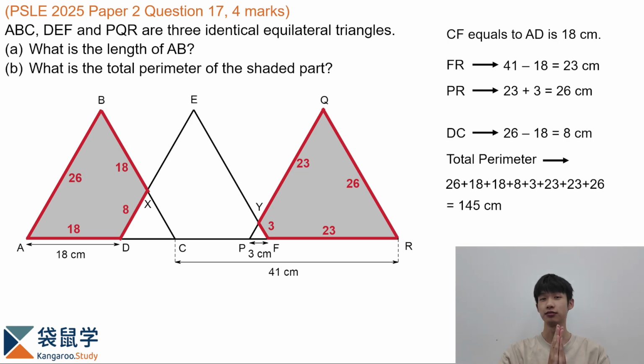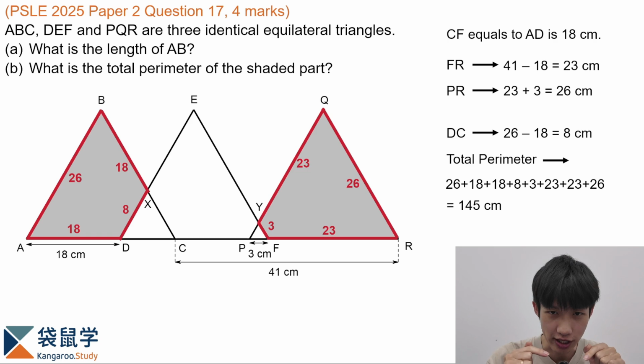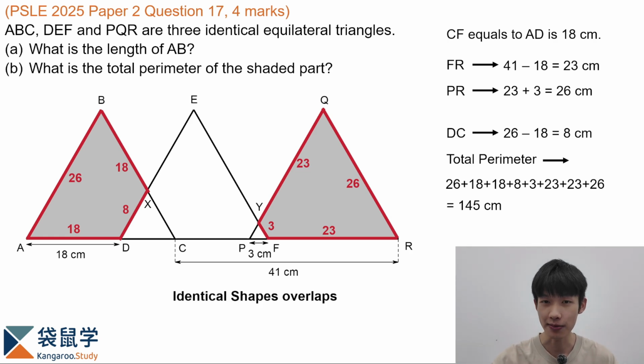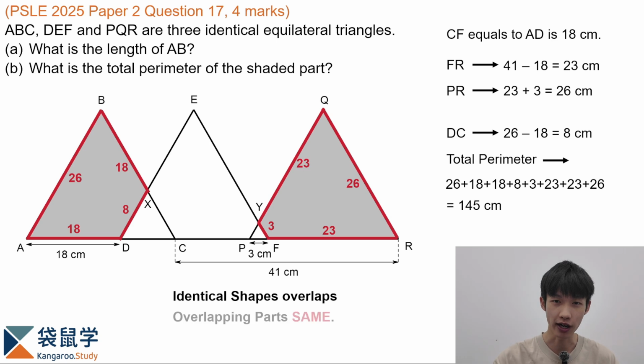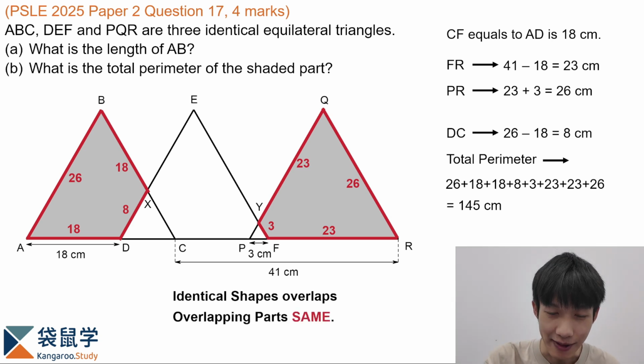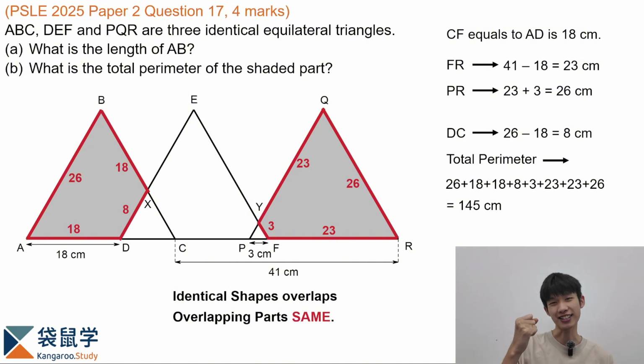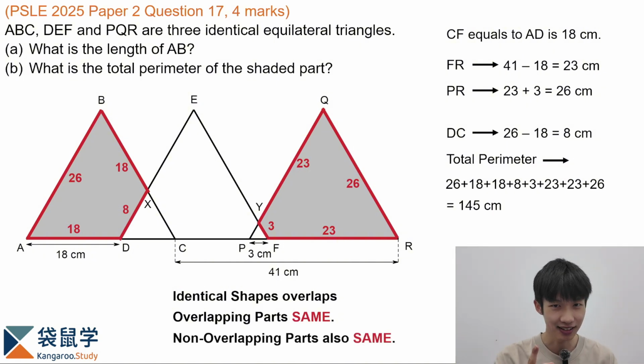Question solved. Great. So let's do a summary of this question. The main difficulty involved in this question is to identify the identical shapes. When they overlap each other, what are the features? So the features for identical shapes overlapping: the overlapping part is what? Yes, it's the same. How about the non-overlapping part? The non-overlapping part is also the same. Yeah, that's it. After knowing this, the question should be very simple to solve.